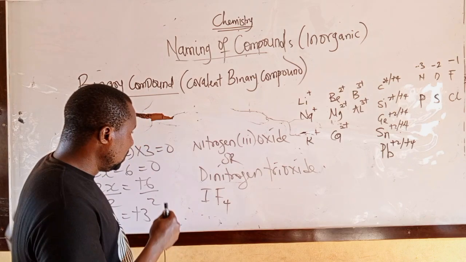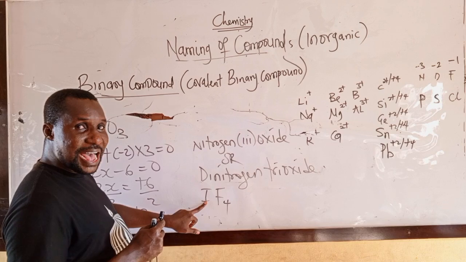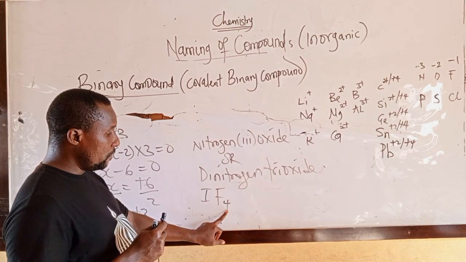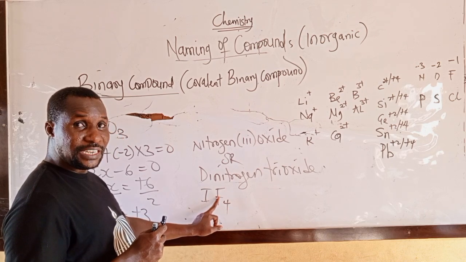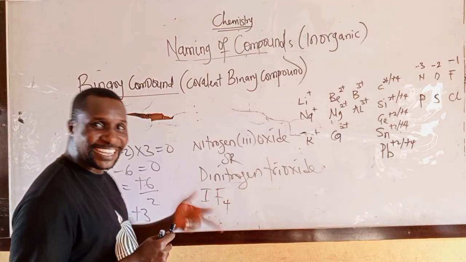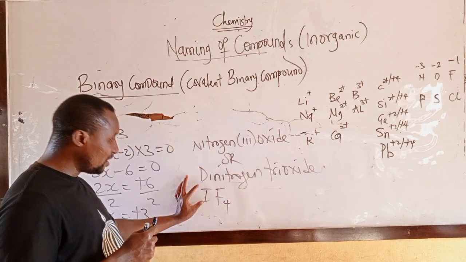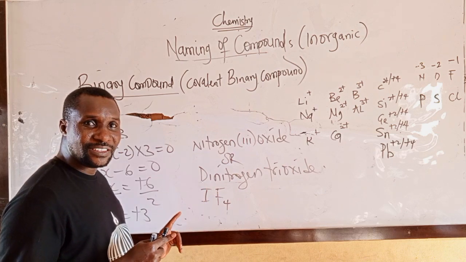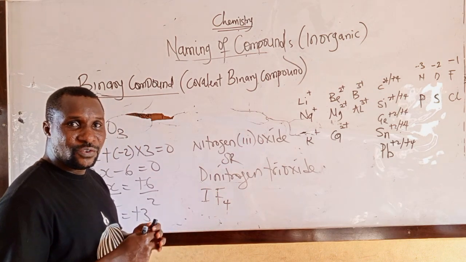Take note. What is the name of this one? Let us try it together. Iodine. 4 is what? Tetra. Iodine, tetra. Fluorine is the last element. You carry IDE. Iodine tetrafluoride. Can you see? Call the first element as it is. Iodine tetrafluoride.